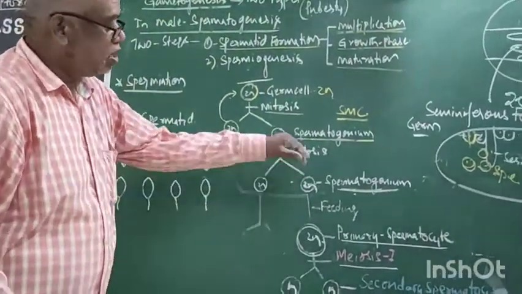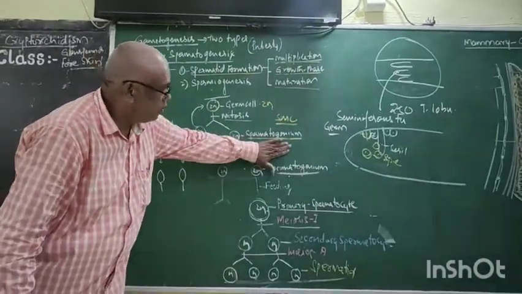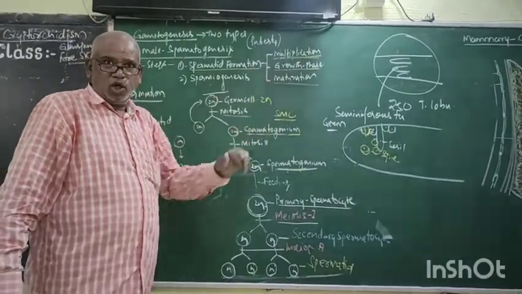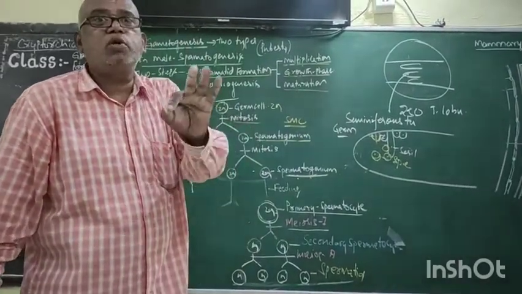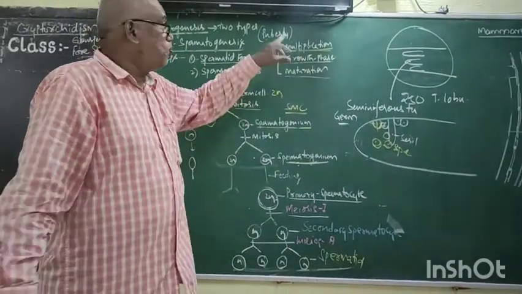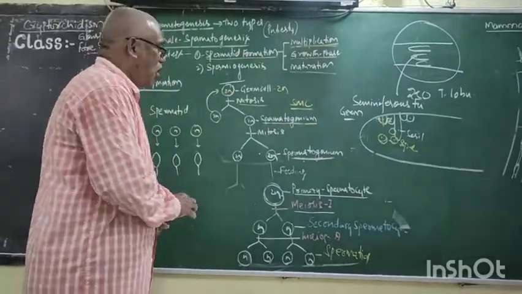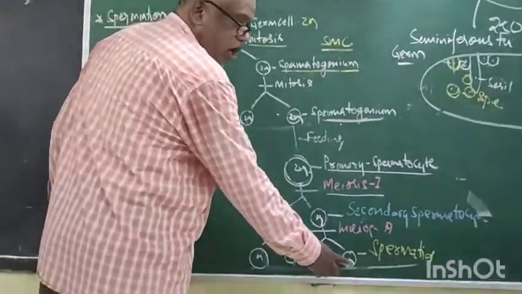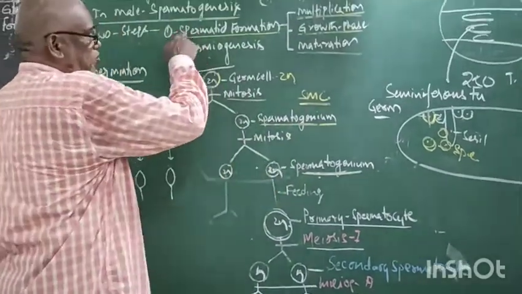Now this is called maturation. This is called the growth phase. This is called multiplication. Which process is required during maturation? Meiosis 1, meiosis 2. Which process is required during growth? Feeding. Which process is required in multiplication? That is mitosis. Now what is this? Spermatid. How many? 4. Ploidy, haploid.